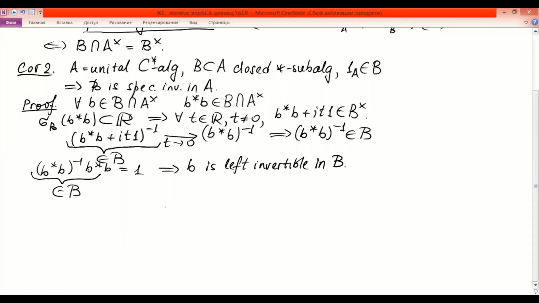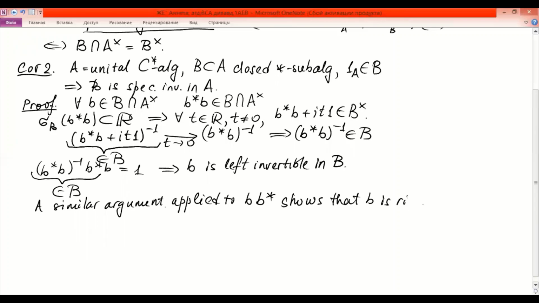Now a similar argument applied to the element b star shows that little b is right invertible in the subalgebra B. And you probably remember that an element of a unital algebra which is both left and right invertible is invertible. So we conclude that b is invertible, and this completes the proof.